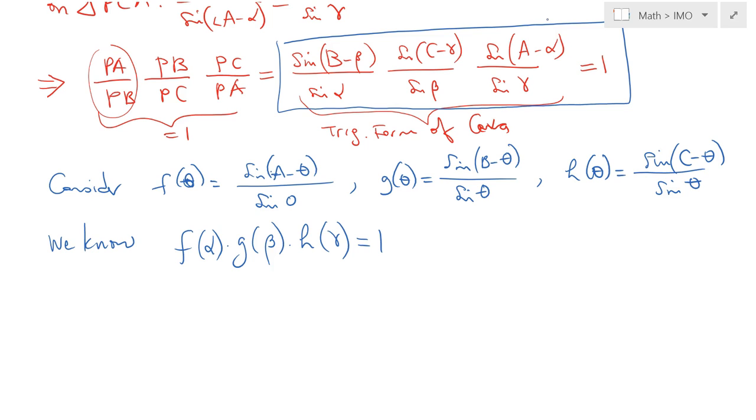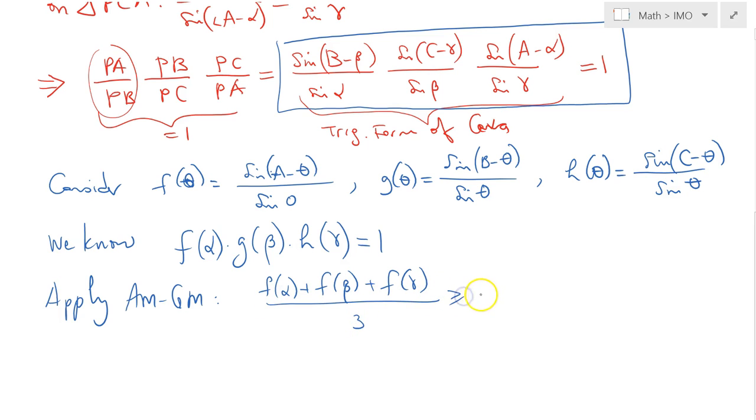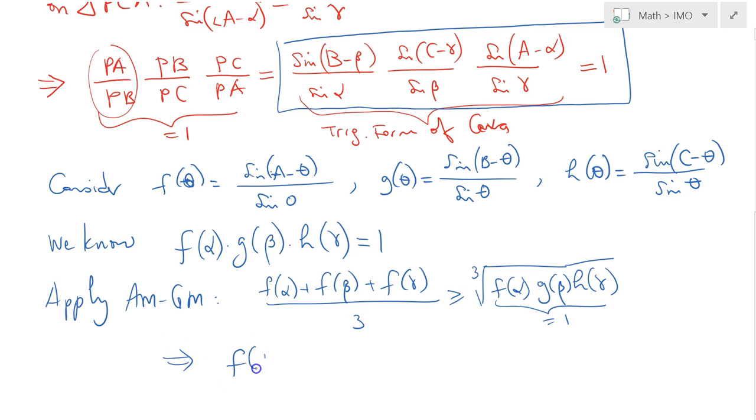But then, knowing that each of these terms is positive, I can simply apply AM-GM to find an additive form. By AM-GM, f of alpha plus g of beta plus h of gamma, all over 3, is greater than or equal to the cube root of f of alpha, g of beta, h of gamma. But that whole thing is equal to 1. Moving things around, this would imply that f of alpha plus g of beta plus h of gamma is greater than or equal to 3.